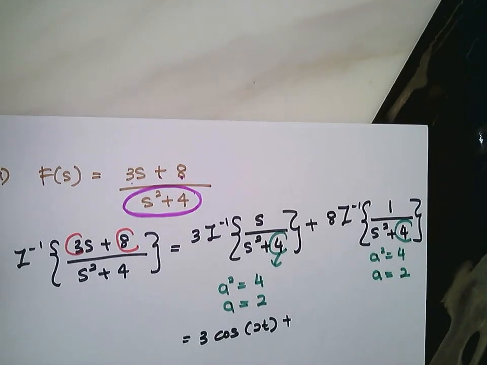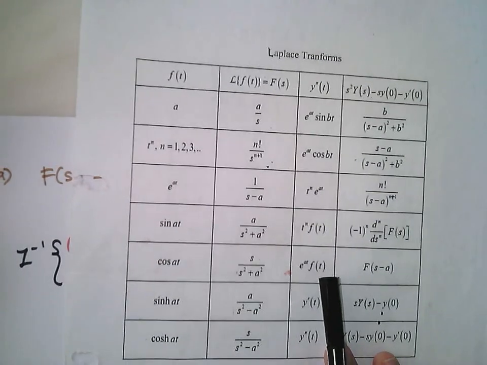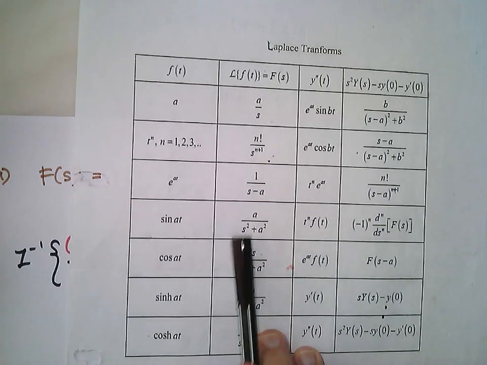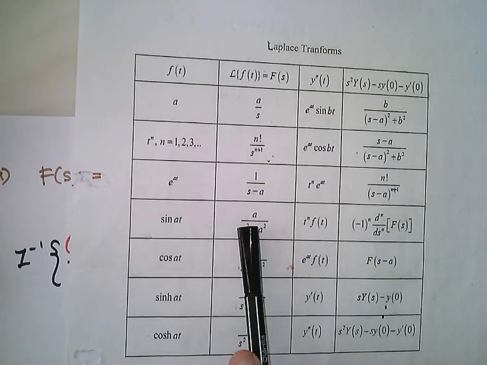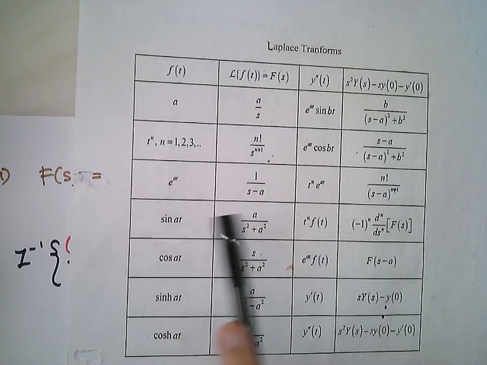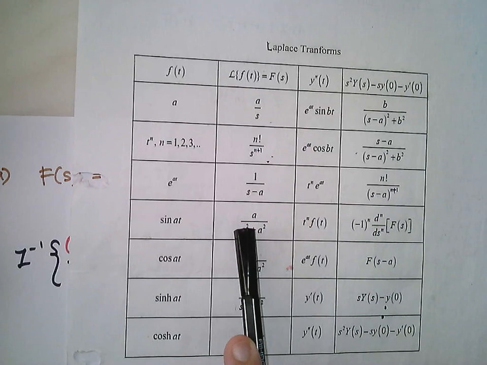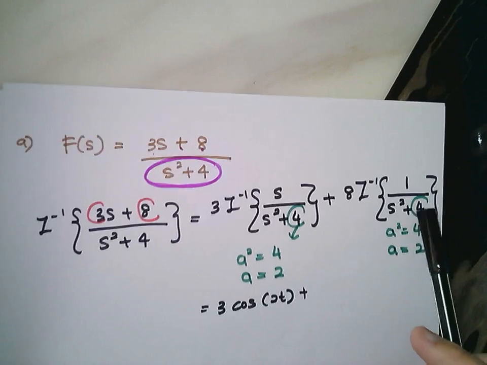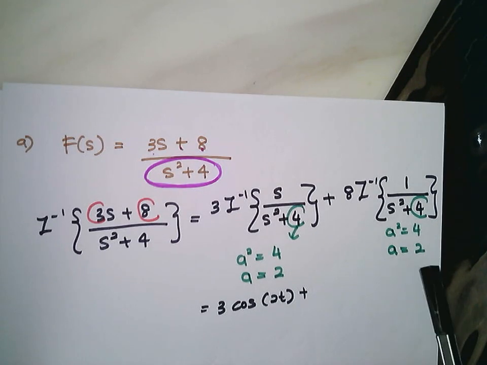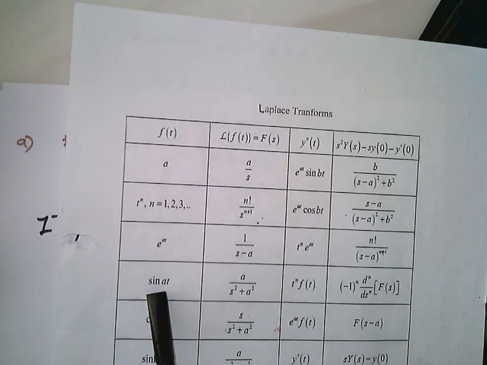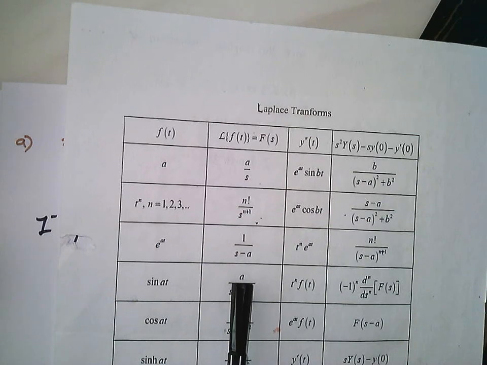Now this one. As I told you before, this one will be a sine function. But take a look at this one. If you want it to be a sine at function, it should be a over s squared plus a squared. So from here you know that your a squared is equal to 4 and your a is equal to 2. So for this function to be sine 2t, you need to have 2 in the numerator, isn't it? Because a is equal to 2.